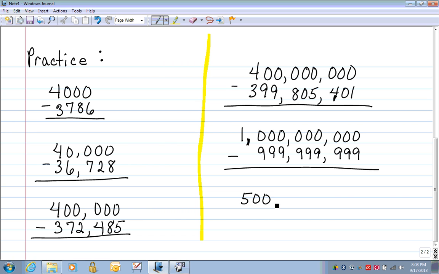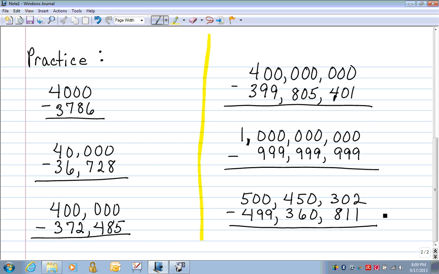Last problem, 500,450,302. Notice how I don't say and anywhere. Minus 499,360,811. Please work these problems, show your work, show your borrows, and we will check answers to make sure that you accurately subtracted on these 6 practice problems.